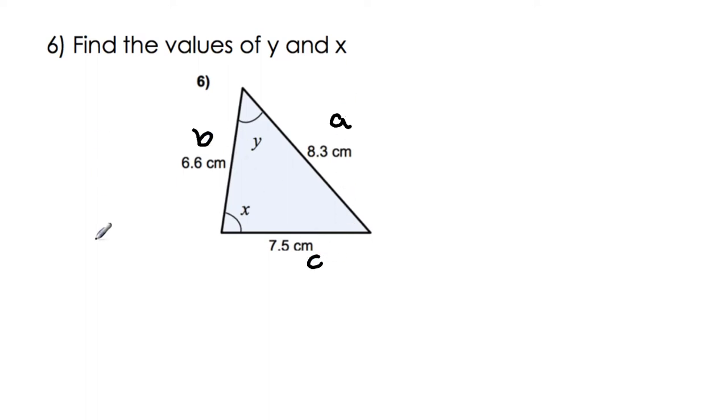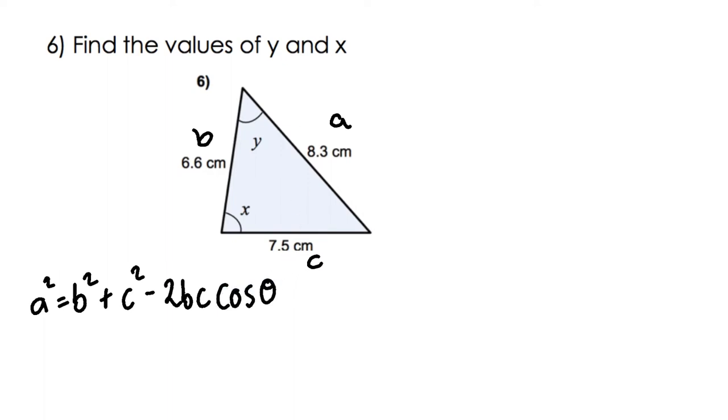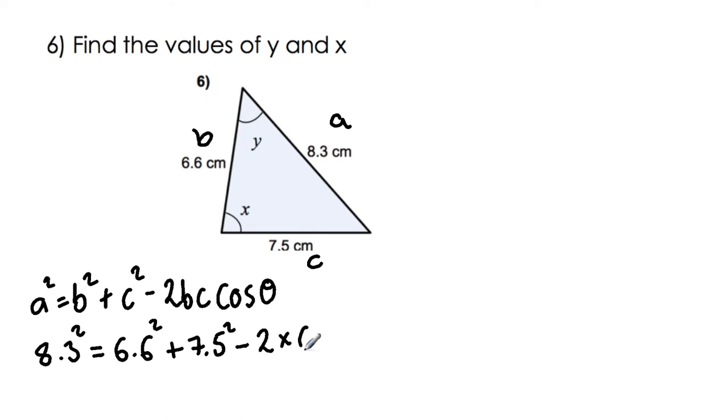So the cosine equation is A squared equals B squared plus C squared minus 2BC cos theta. Now I'm going to substitute the values of A, B and C into the equation. So A is equal to 8.3 squared equals 6.6 squared plus 7.5 squared minus 2 times 6.6 times 7.5 cos theta.